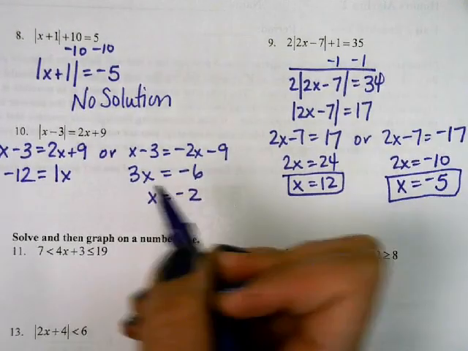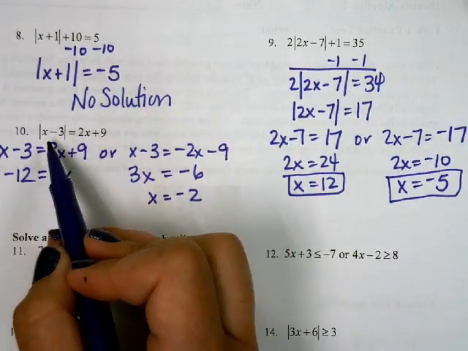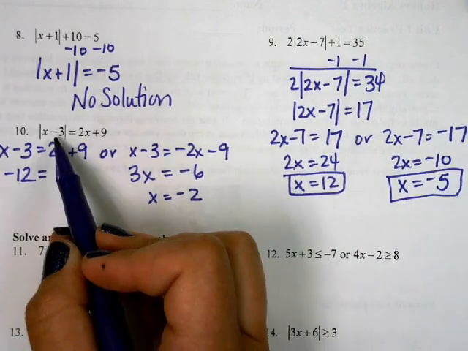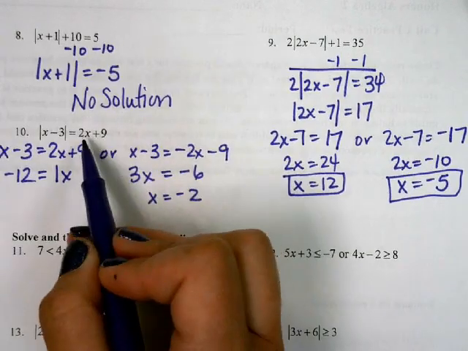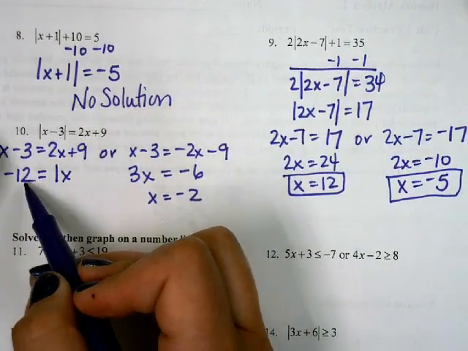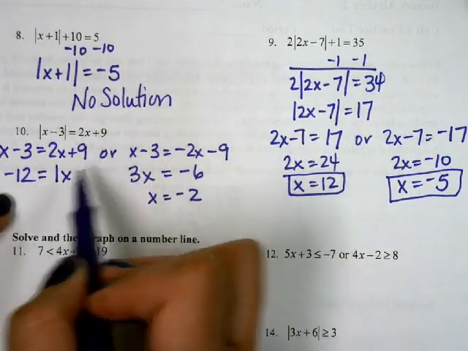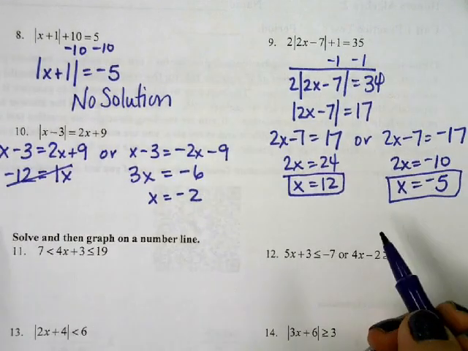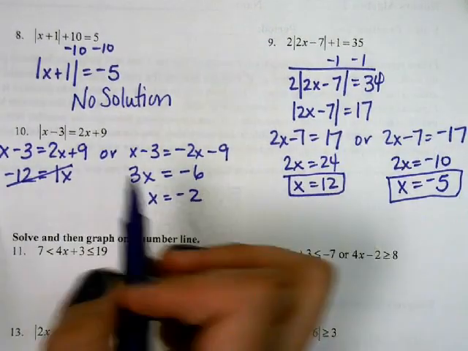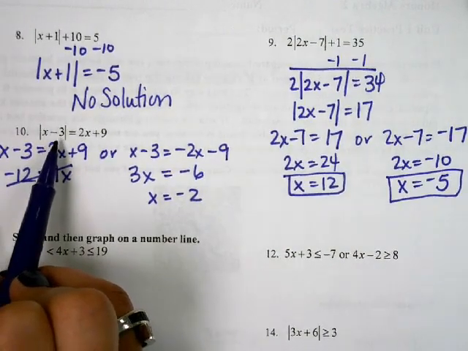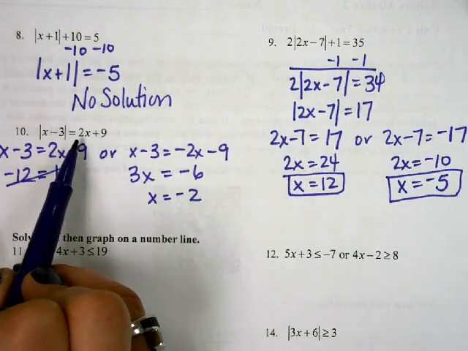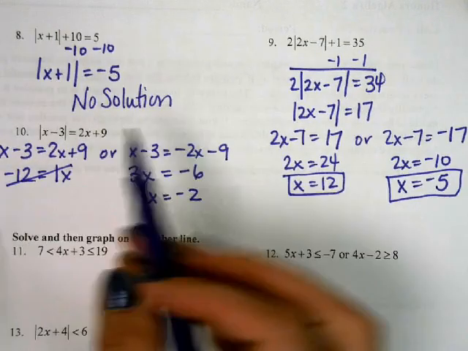Now let's try it. When I plug a negative 12 in, negative 12 minus 3 is negative 15. Absolute value of negative 15 is positive 15. However, 2 times negative 12 is negative 24 plus 9. That guy doesn't work, so I get a negative 15. Negative 2 minus 3 will give me a negative 5. 2 times a negative 2 is negative 4, plus 9, that one works.